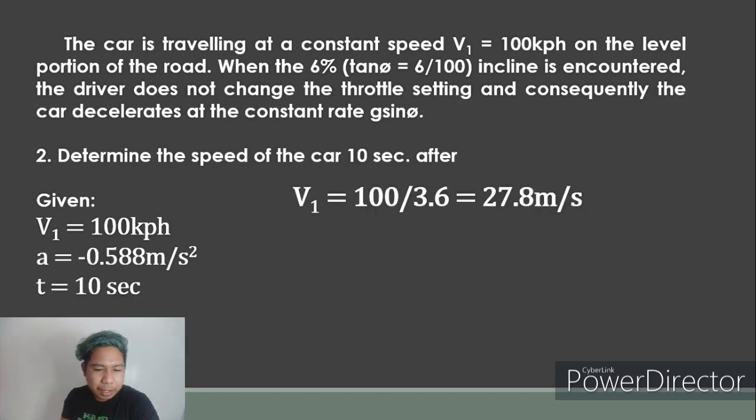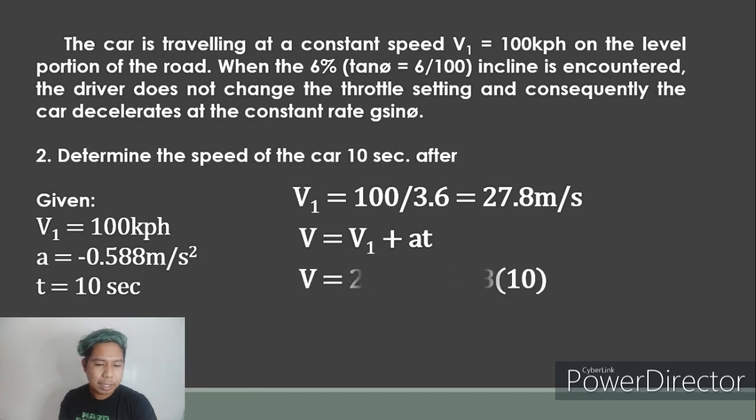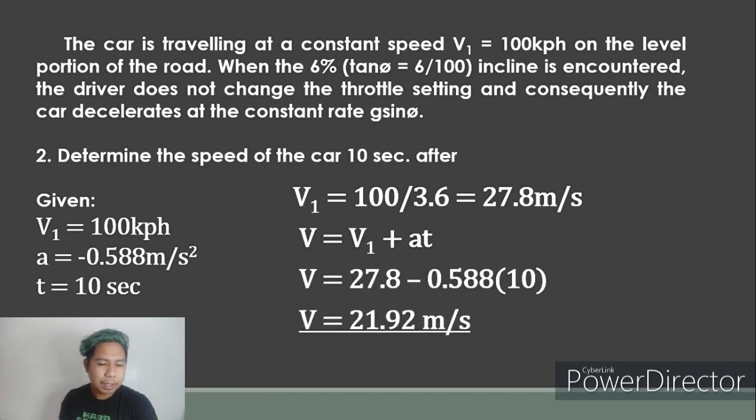Substituting the value, V1 is equals to 100 over 3.6. Kinonvert lang po natin siya into meter per second. Will result to 27.8 meter per second. So using the formula, V is equals to V1 plus AT. Substituting all the values, makuha natin si final velocity ng car after 10 seconds nang umakyat siya doon sa pabundok na 21.92 meter per second. Alright?